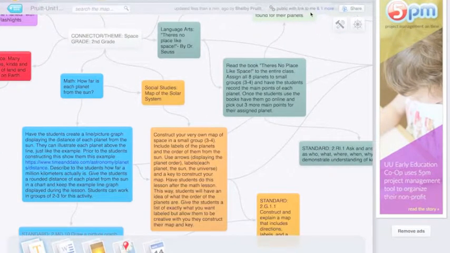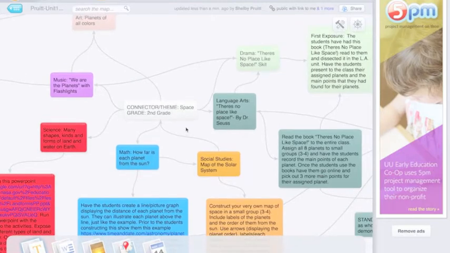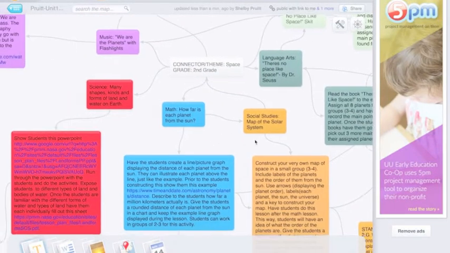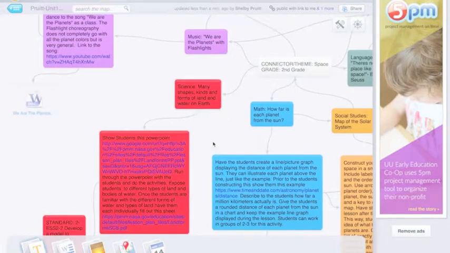The theme for my unit is space, and my target grade level is the second grade. The science unit: many shapes, kinds, and forms of land and water on Earth.